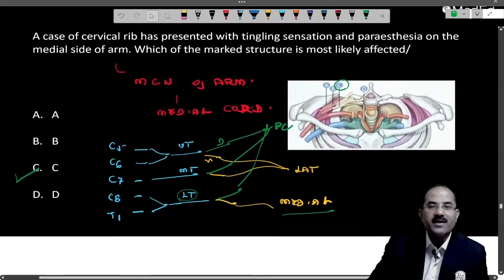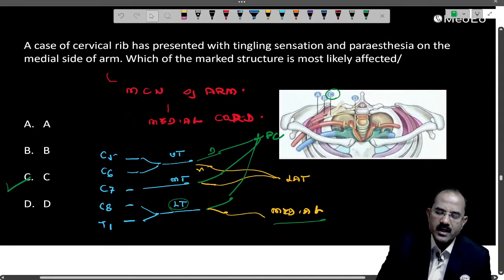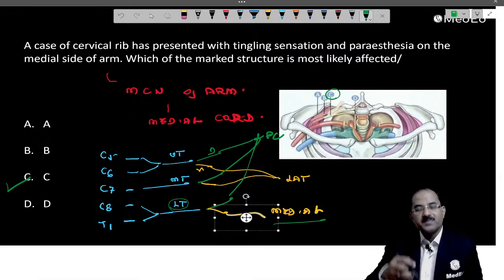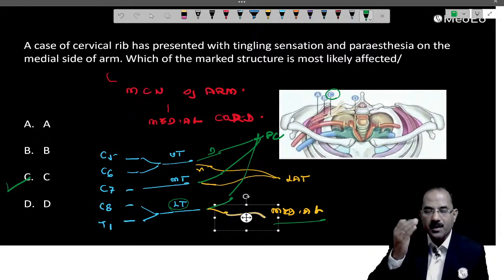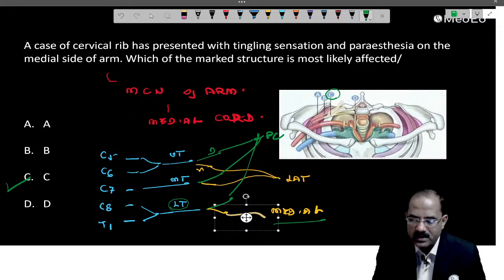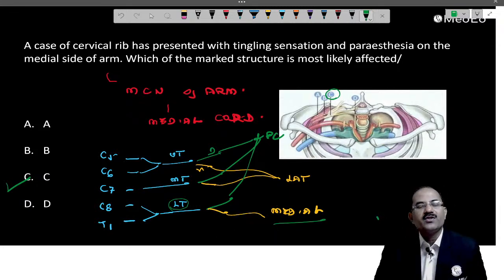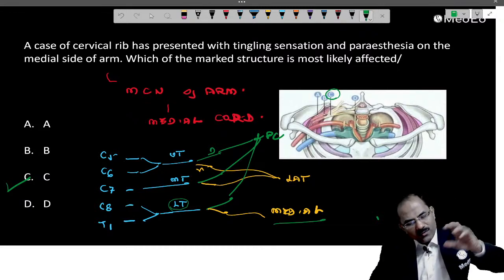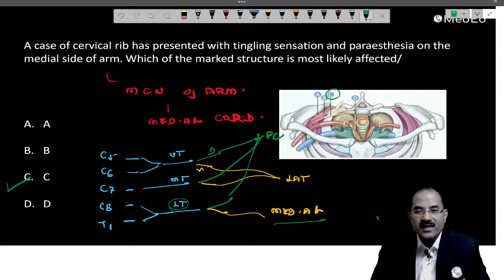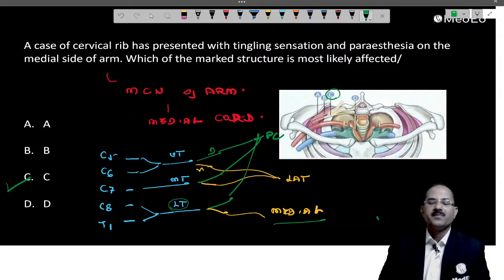C. Are you able to follow this, children? Are you able to follow this? So, a case of cervical rib. This is a cervical rib. If there's a cervical rib, which trunk of the brachial plexus gets compressed? The lower trunk of the brachial plexus. And the medial cord is a direct continuation of the lower trunk. And that is why there is tingling and numbness on the medial aspect of the arm. The answer for this is lower trunk.